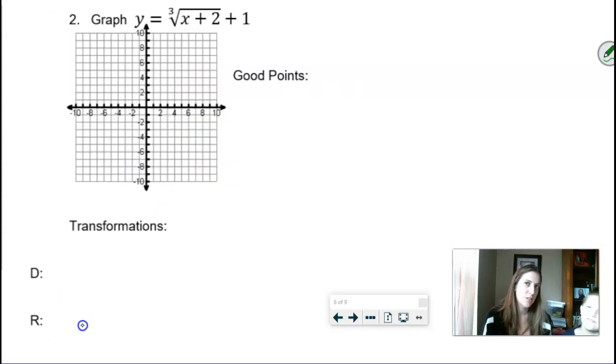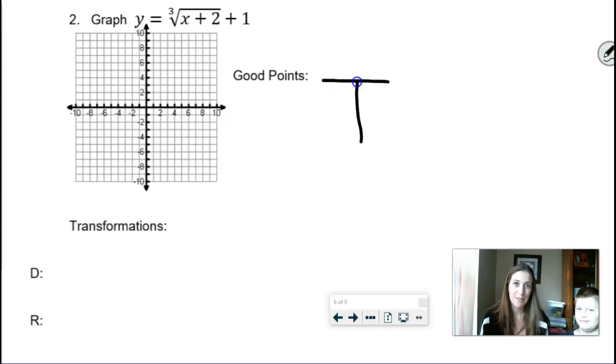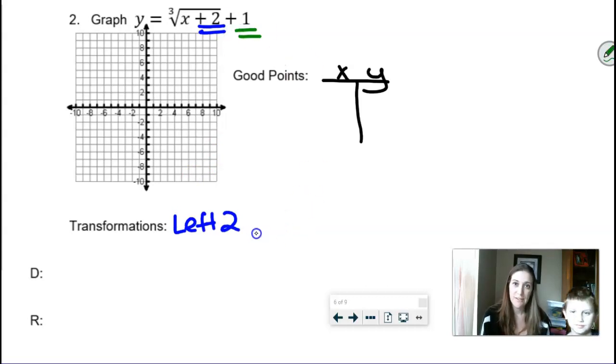Right. So this one, not my favorite problem because it's a cube root graph. And you know I don't graph these very well. We need to get some good points. Now, before we get those good points, let's talk about the transformations again. So cube root of x plus 2, remember opposite factors in the cube root, that is going to be a left 2. And then this plus 1 out to the side of it is going to shift it up 1.